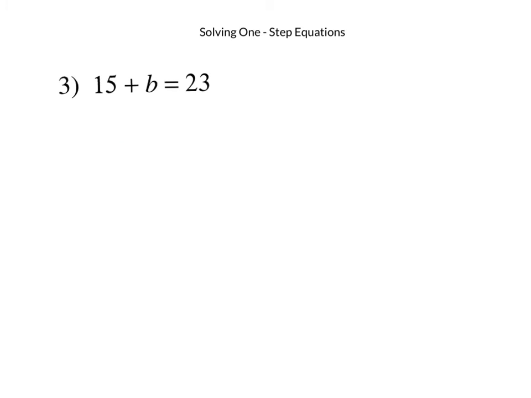In this equation, we have 15 plus B equals 23. Again, we want to isolate the variable, which means to get it by itself on one side of the equal sign. We see that 15 is positive, so we're going to subtract 15 from both sides. This cancels. B equals 8.